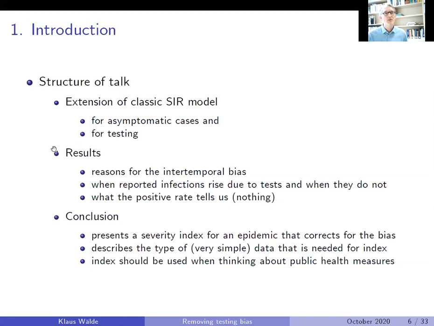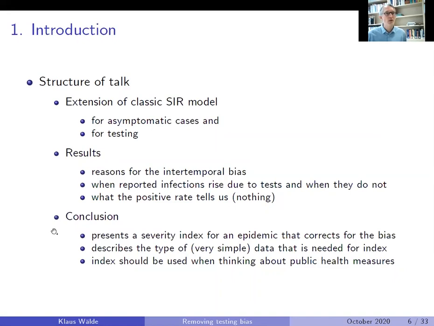What are the results? Well, we will understand the reasons for the intertemporal bias. We will understand when reported infections rise due to tests and when they do not, so this causality issue. And we will also understand what the positive rate tells us, so the share of positive CoV-2 tests to the total number of tests. Unfortunately, it doesn't tell us anything.